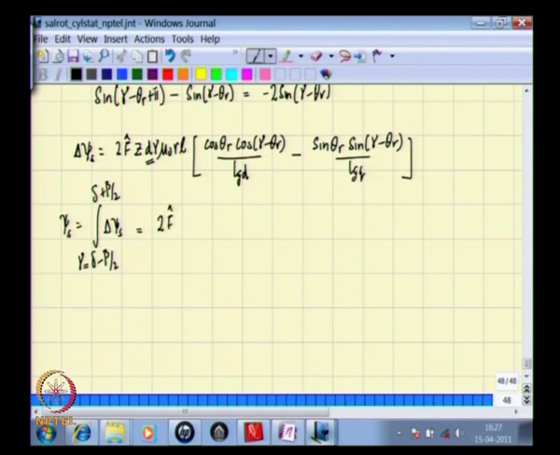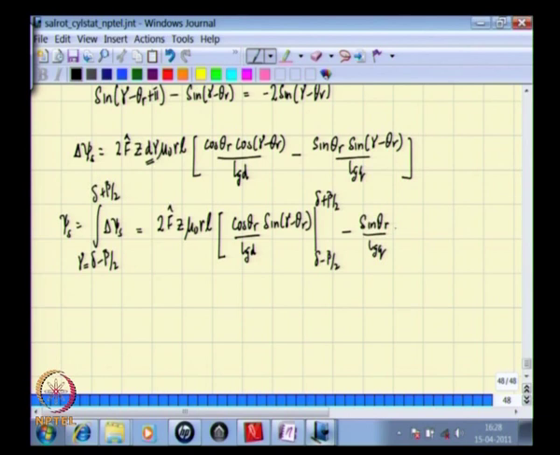And that then becomes 2 times f hat z mu naught r L into cos theta r sin of gamma minus theta r by Lgd, this going from delta minus beta by 2 to delta plus beta by 2, minus sin theta r by Lgq into cos of gamma minus theta r. It is integral of sine, therefore that becomes plus, delta minus beta by 2 to delta plus beta by 2.